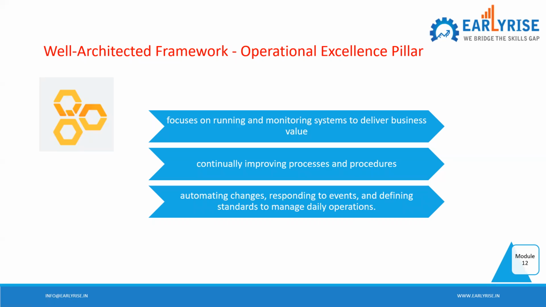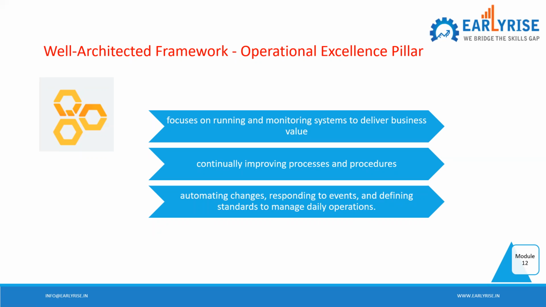Initially, when you are architecting in the very beginning, you have to focus on all those things, but it is a continual thing. It's not a one-time activity, so continuously you have to improve things. Automating changes, responding to events, and defining standards to manage daily operations. Whatever changes are there, if it is a general thing, a repeated activity, you can try to automate it.